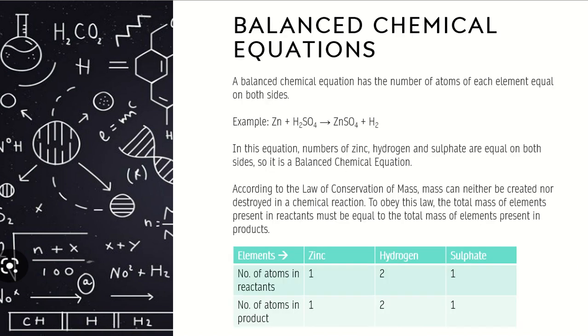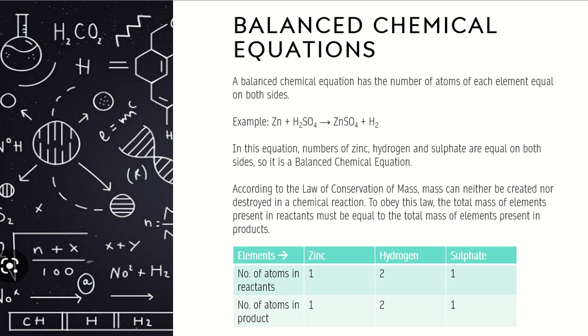Now let's talk about balanced chemical equations. When a chemical reaction has taken place, the left side of the equation in number of atoms must be equal to the right side of the equation in number of atoms. Here we can see zinc plus H2SO4 turns into ZnSO4 plus H2. So as you can see, there's only one zinc atom on both the sides, one sulfate group on both the sides, and one set of hydrogen atoms on both the sides.